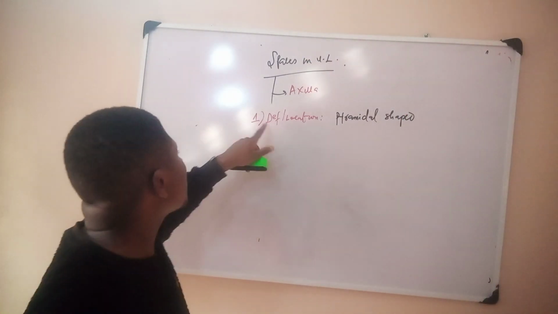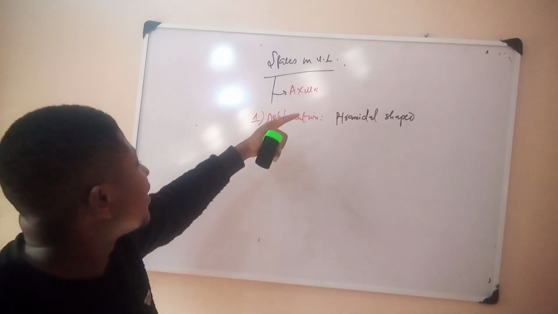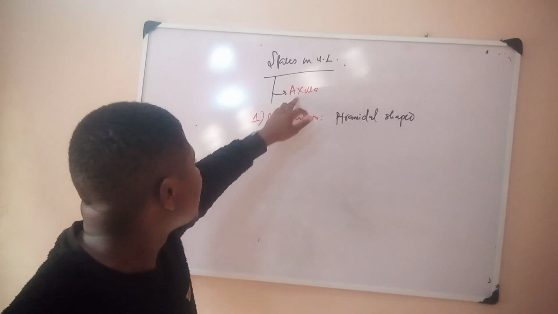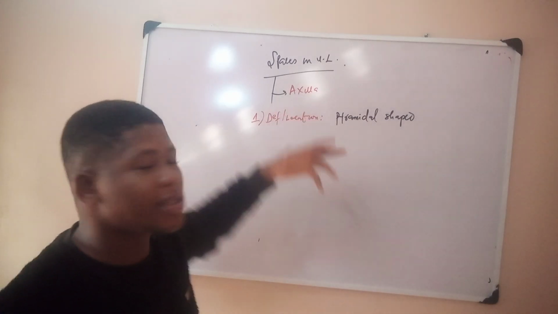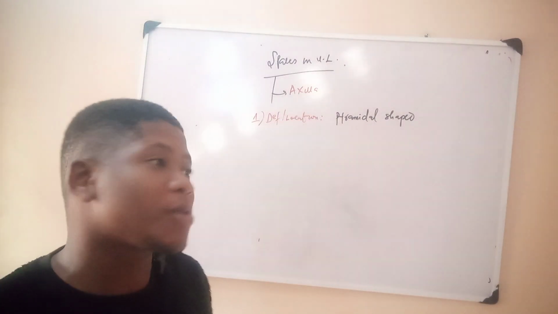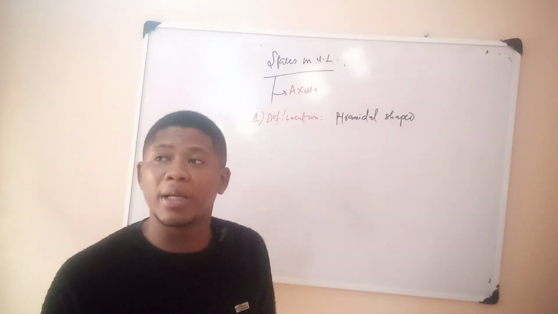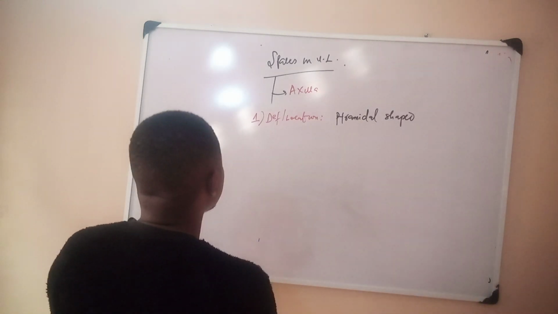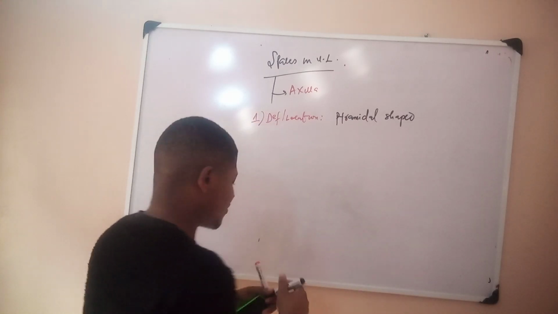Another thing to know under this definition/location is the importance of this space. The axilla acts as a passageway for neurovascular structures coming from the neck to the upper limb. So it's just like a gateway. So we are done with the definition/location. Then the next thing is roof and floor.